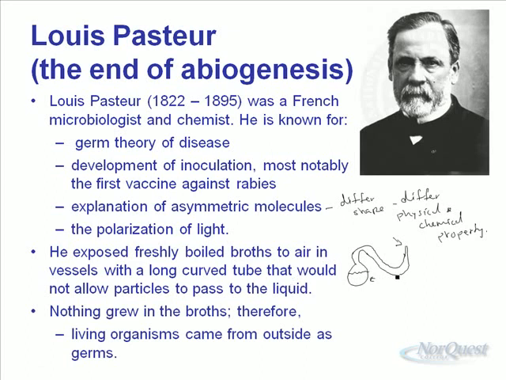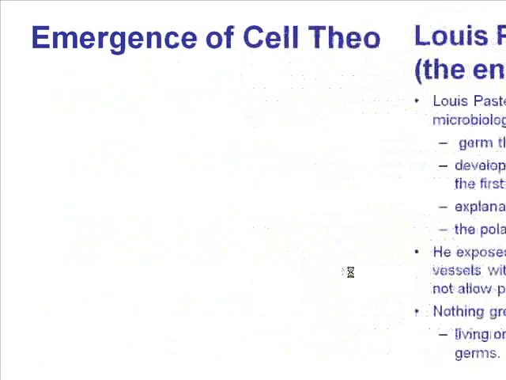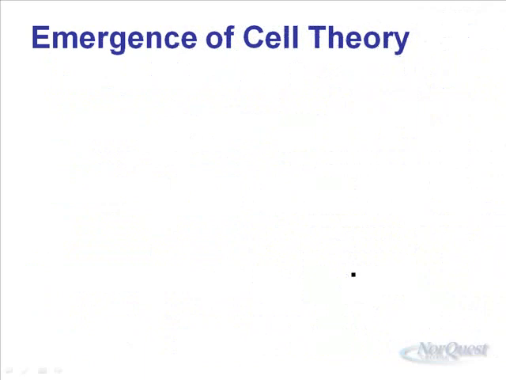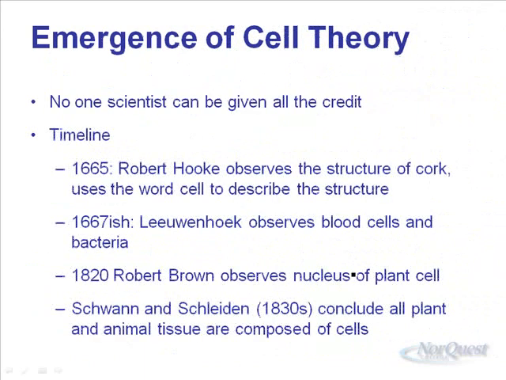And even here in these flasks, what they'd find is there'd be bacteria here, or germs here, or microorganisms growing in this part of the flask, but they didn't make it all the way down into the liquid. So this led to the emergence of cell theory. No one scientist can be given credit. There's a timeline.